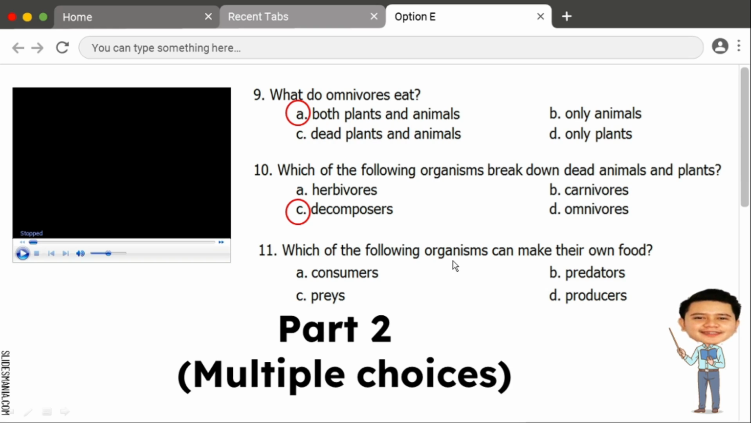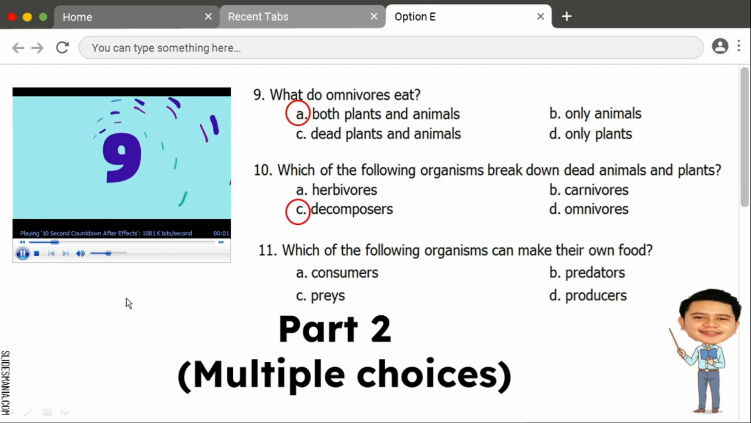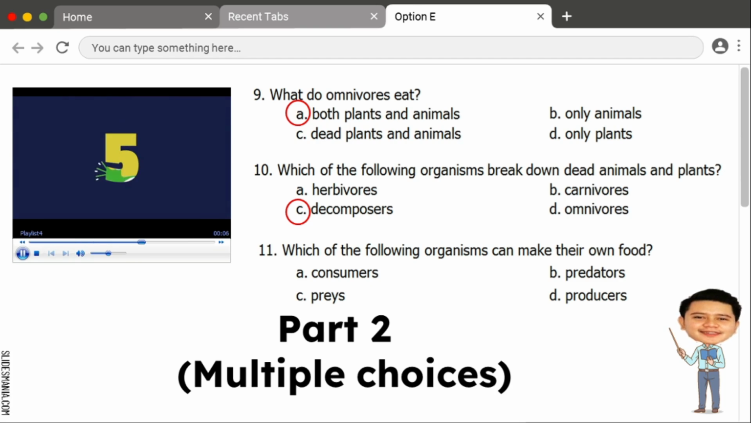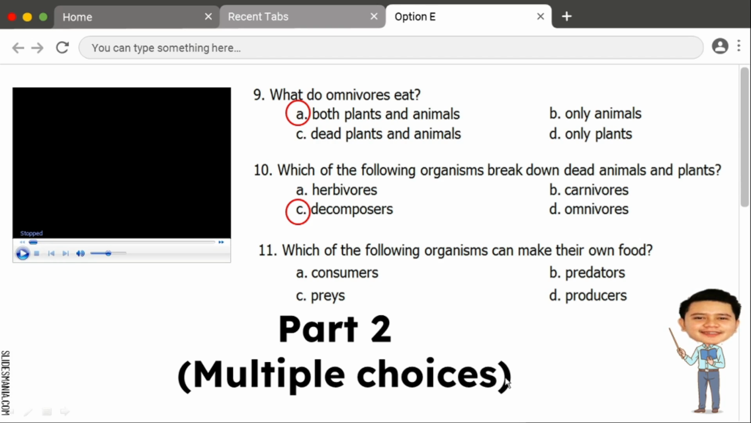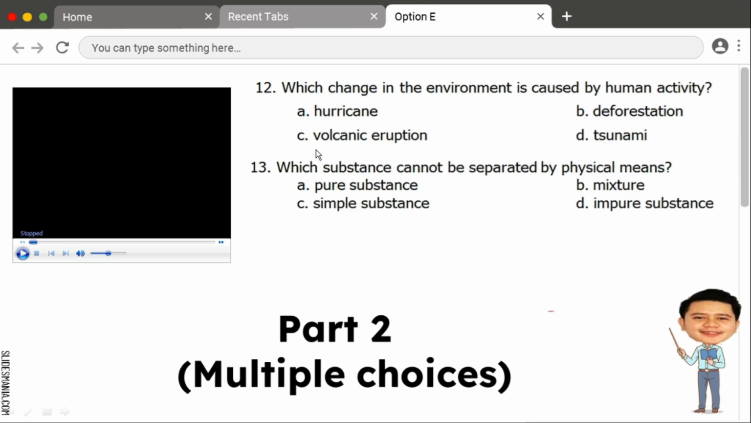Okay, next, number 11. Which of the following organisms can make their own food? Is it A. Consumers, B. Predators, C. Preys, or D. Producers? 10 seconds. Alright, the correct answer is letter D. Producers.